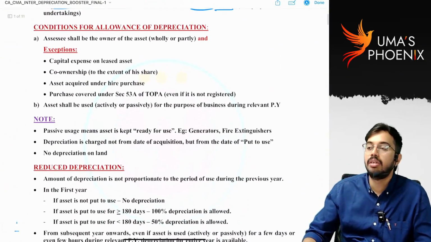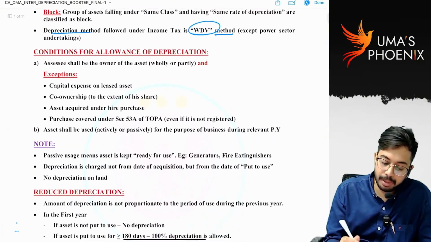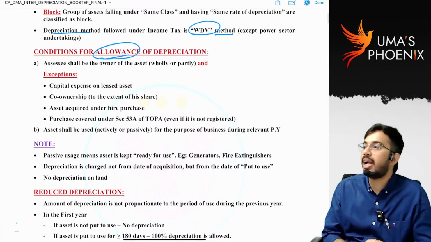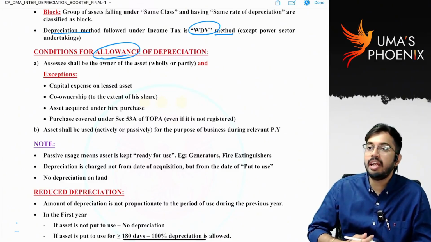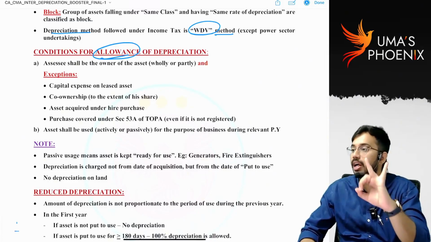Next, conditions for allowance of depreciation. That means for an assessee, in case of an asset, depreciation is allowed as expenditure. Depreciation is allowed as deduction, subject to satisfaction of two conditions.